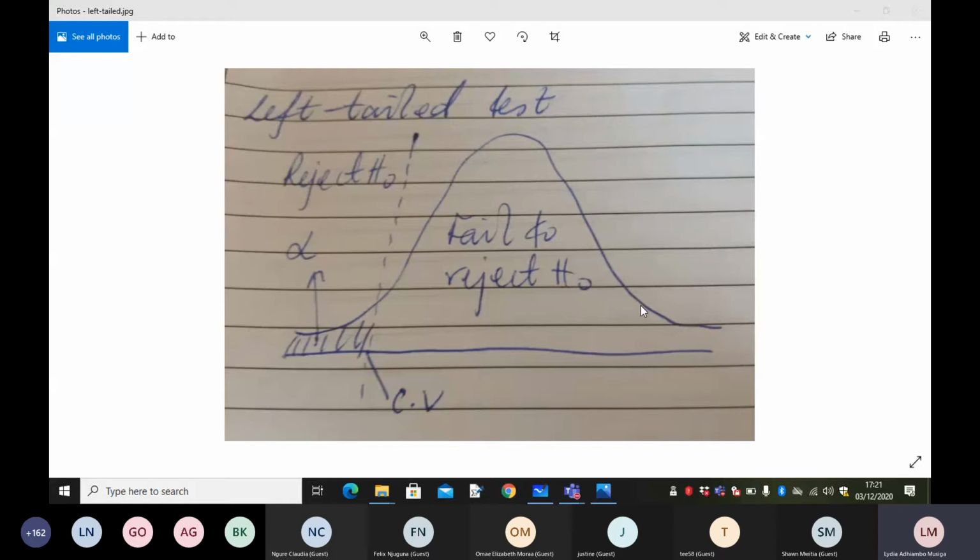So maybe I just give you 1 second, then I present the right-tailed test's rejection and non-rejection regions.